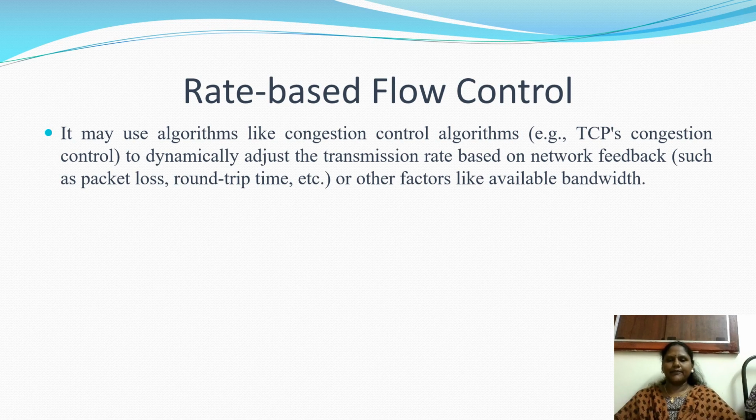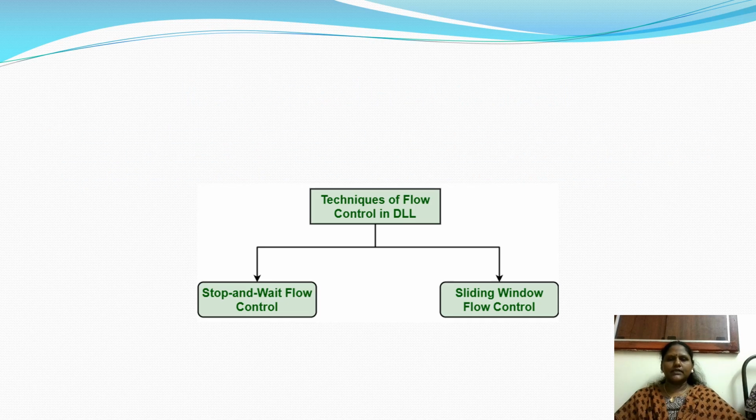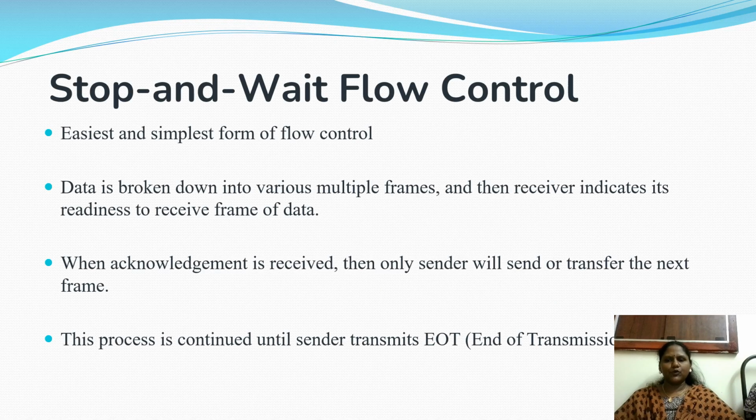This is the second type of flow control technique that is commonly used. Here in this slide we are going to discuss two different types of flow control in the data link layer. One is the stop and wait flow control technique and the other is the sliding window flow control technique. These two are very famous flow control techniques used in the data link layer. Stop and wait is a very simple form of flow control technique.